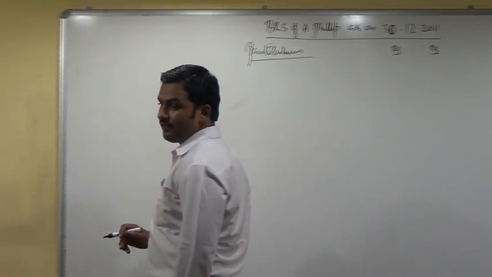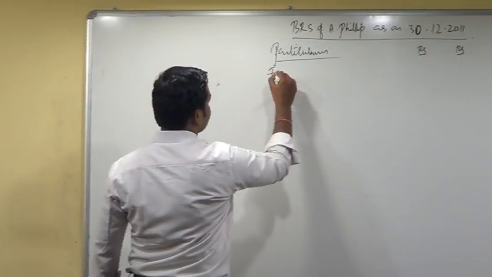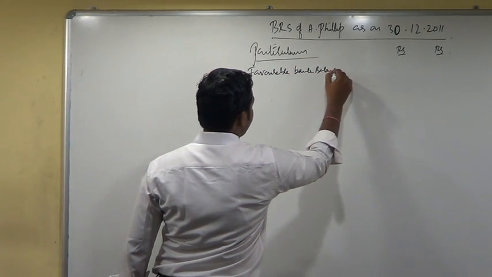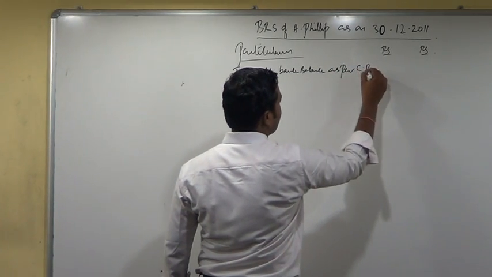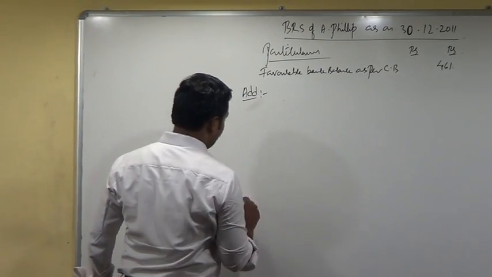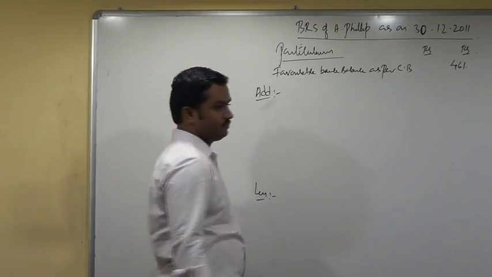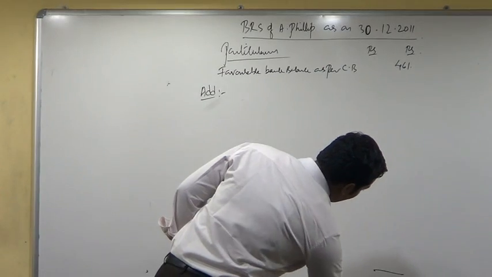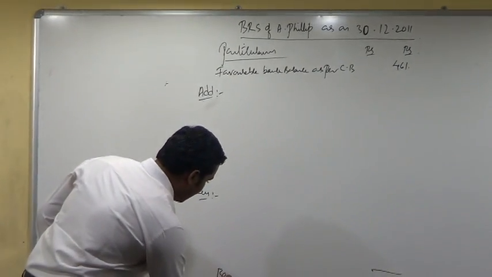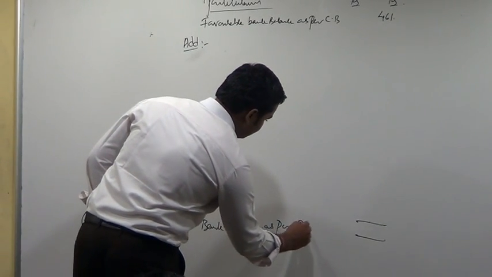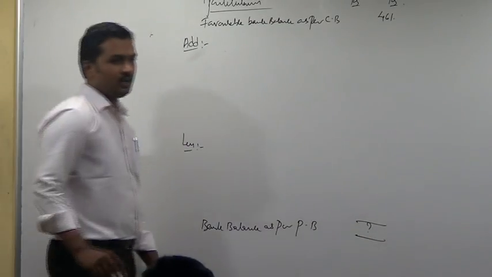What is the starting point? Favorable bank balance as per cash book, 461 rupees. Add some items, less some items. Now what will you get as the answer? Bank balance as per passbook. Right now we don't know the balance, so I will put a question mark here.